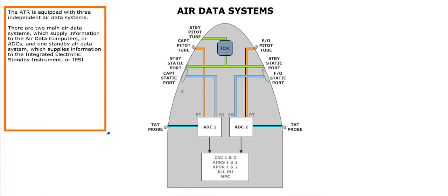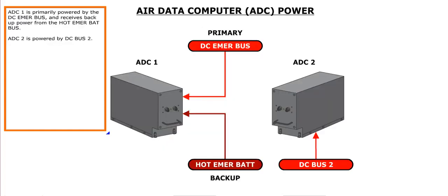The ATR is equipped with three independent air data systems. There are two main air data systems, which supply information to the Air Data Computers, or ADCs, and one standby air data system, which supplies information to the Integrated Electronic Standby Instrument, or IESI. ADC-1 is primarily powered by the DC emergency bus, and receives backup power from the hot emergency battery bus. ADC-2 is powered by DC bus 2.